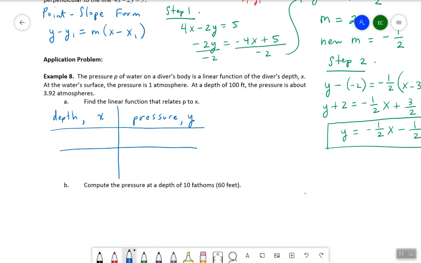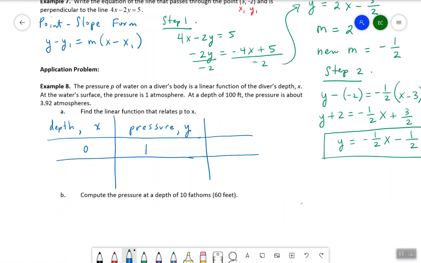So we know at the water's surface, the pressure is 1 atmosphere. Well, what's the depth when you're at the surface? The depth is 0. So we have an ordered pair (0, 1). We could even write it as an ordered pair if that would be nice. That would make it look like some of the other problems we've been doing in this section. Okay, and then we also know that at a depth of 100 feet, the pressure is 3.92. So (100, 3.92).